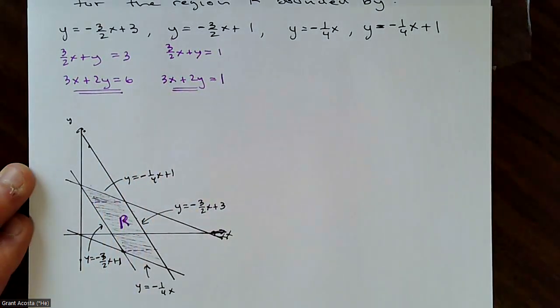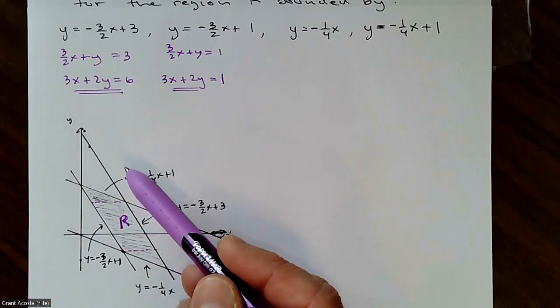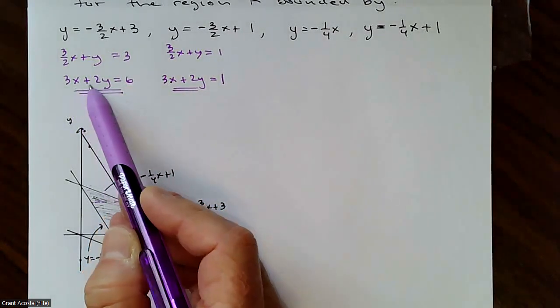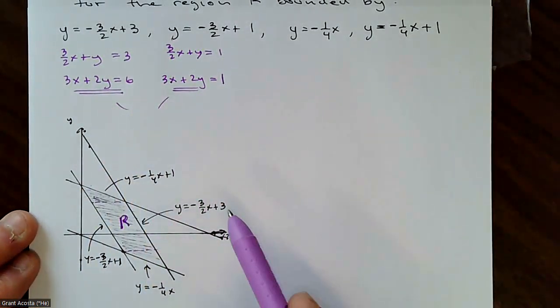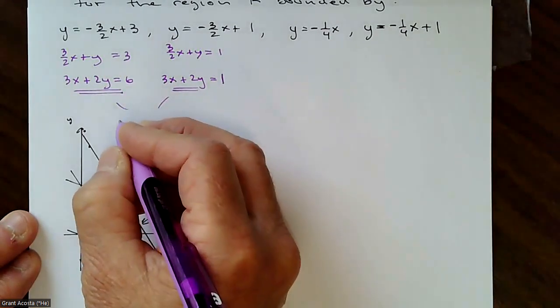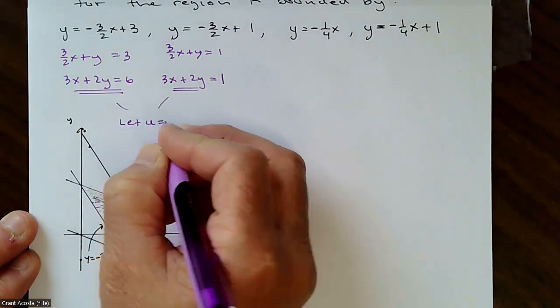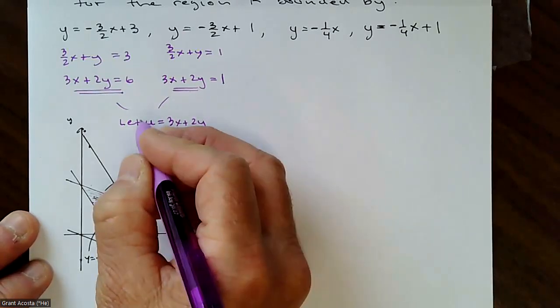And so what that's suggesting is if I make a substitution here and let u equal 3x plus 2y, I'm going to have nice bounds for u. u is going to be bounded between 6 and 1. So this suggests letting u equal 3x plus 2y. Okay, let's see.